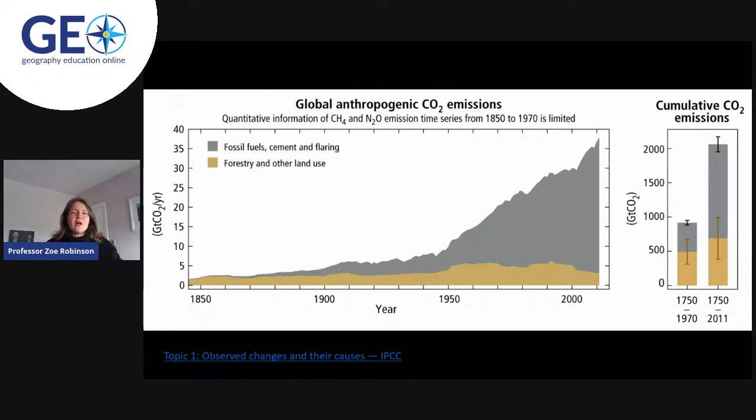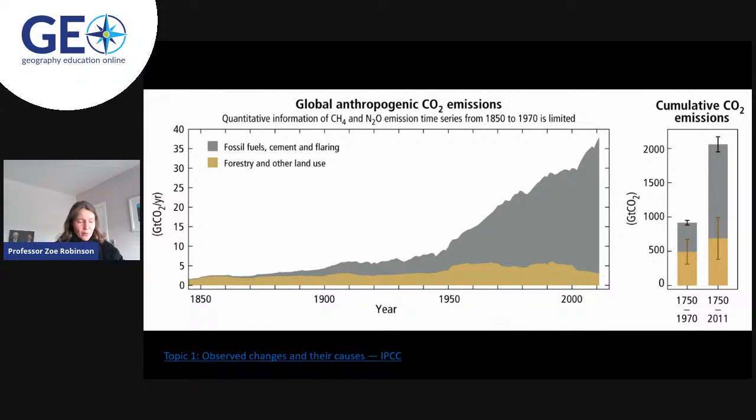So we can see that around 1950, the rate of increase in emissions from fossil fuels really increases. And we can see that on the right as well in this graph. The bar on the left shows us total emissions between 1750 and 1970, and the bar on the right shows total emissions between 1750 and 2011. It shows just how much there has been in terms of emissions over really a relatively few decades.